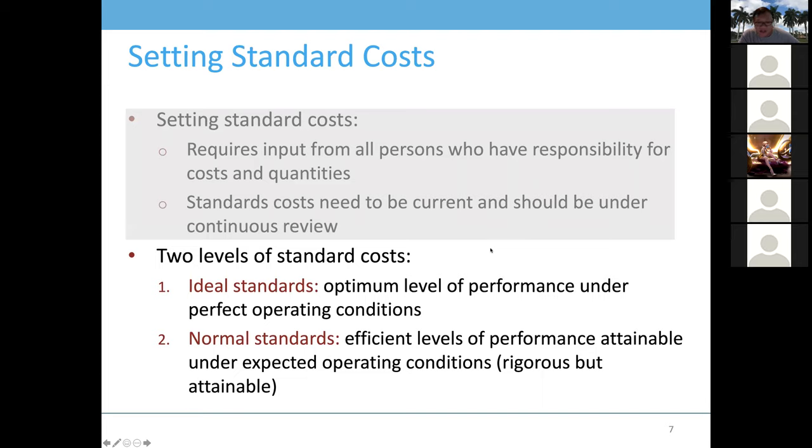So this is basically when everything is perfect, when your environmental factors are all favorable, everything is perfect, so you may achieve a certain level. So what's your ideal standard for your mark in this class? What would be the perfect operating conditions? You don't have a job, so you can focus all your time on studying this course.